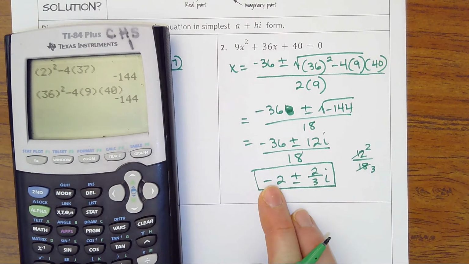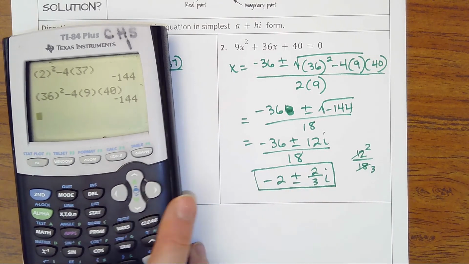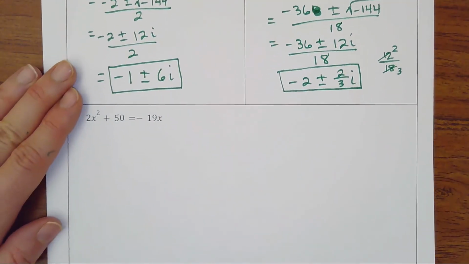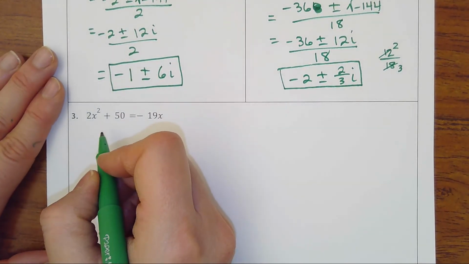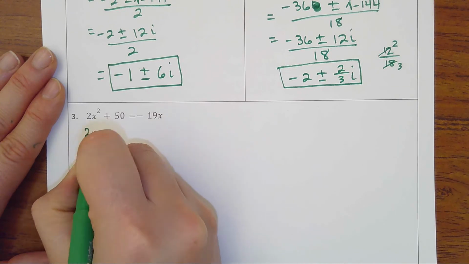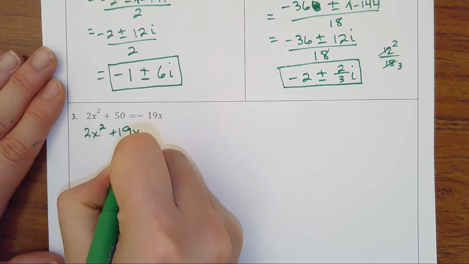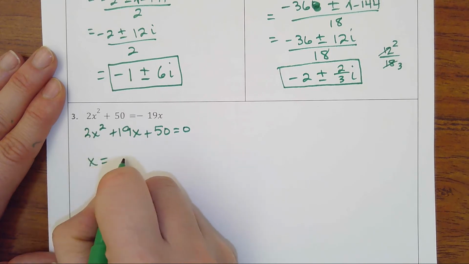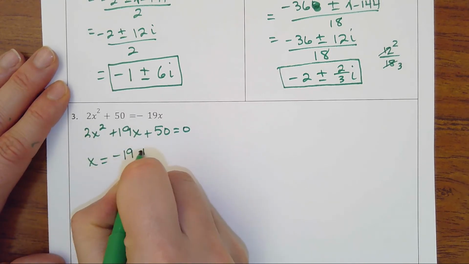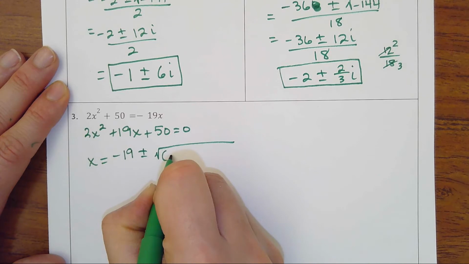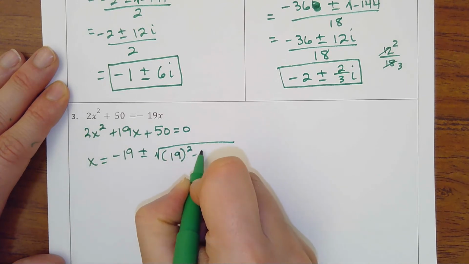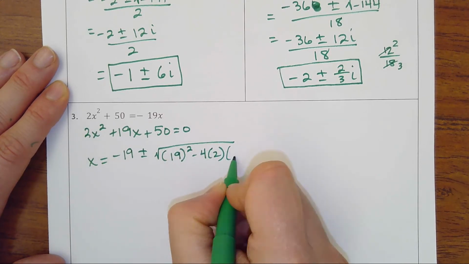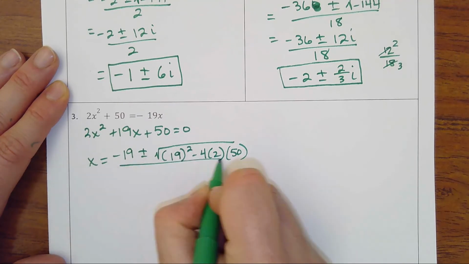So as long as you have your real part plus or minus your imaginary part. And then last one, make sure you get it set equal to 0 first. x is equal to negative b plus or minus the square root of b squared minus 4 times a times c all over 2a.